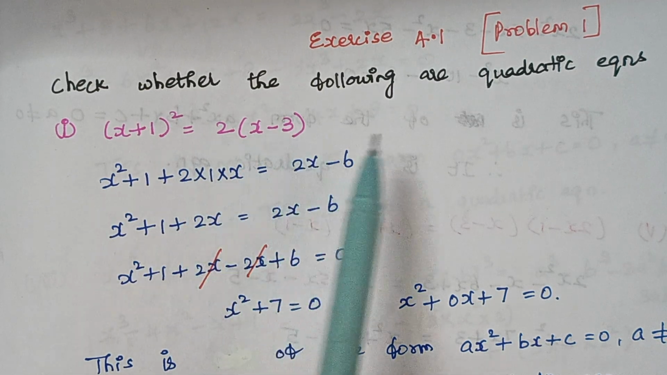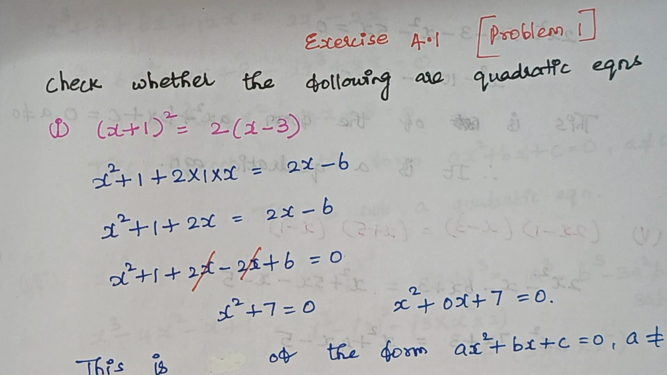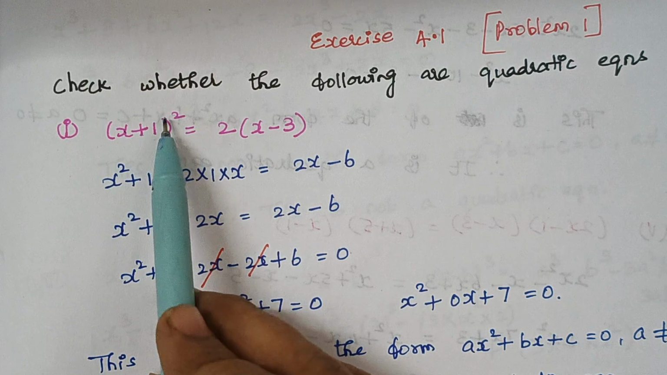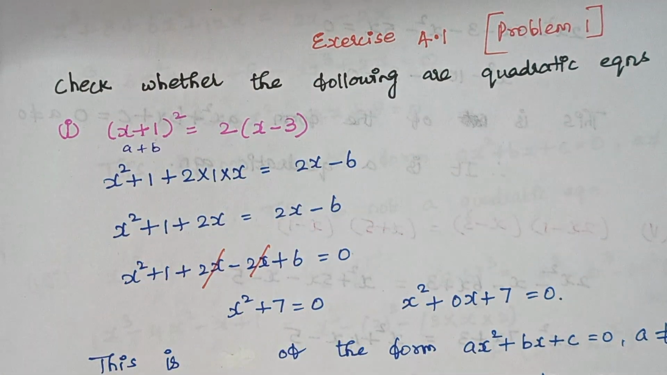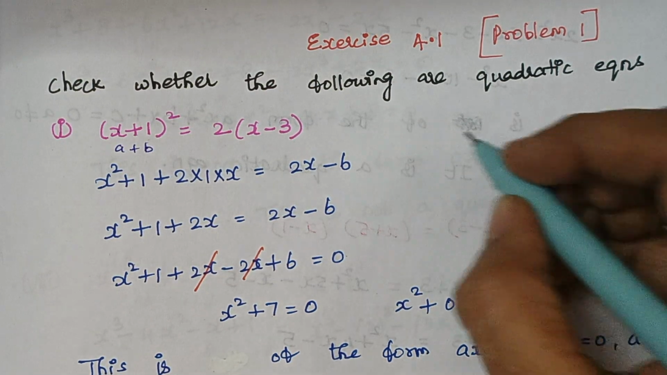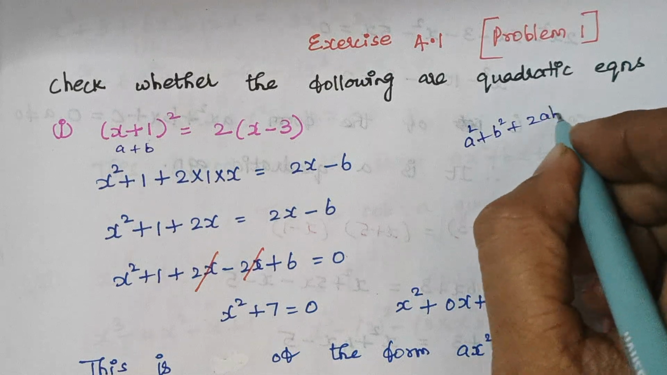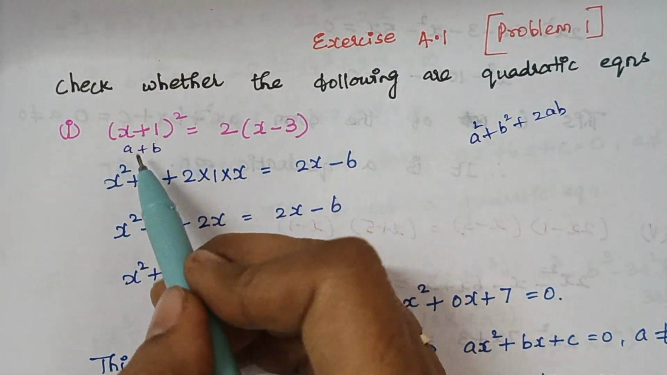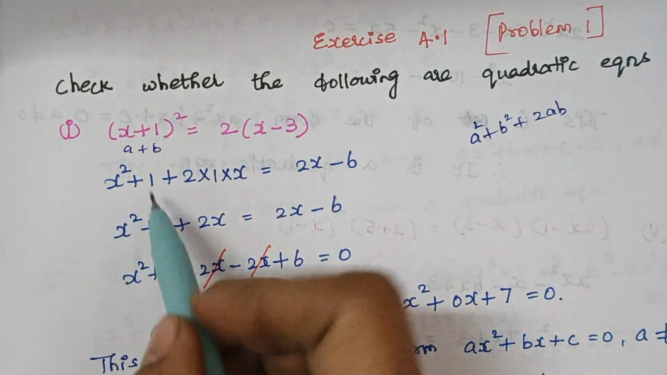So normally in these kind of problems we have to simplify the given equation and finally we have to check whether it is in the form of ax square plus bx plus c. That's it. So here we have (x plus 1) whole square. So this is of the format (a plus b) whole square. So what is the formula of (a plus b) whole square? It is given by a square plus b square plus 2ab. So here in the place of a I have x, in the place of b I have 1. So just substitute the values.